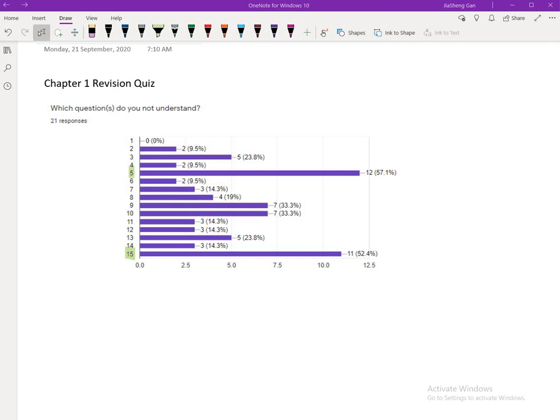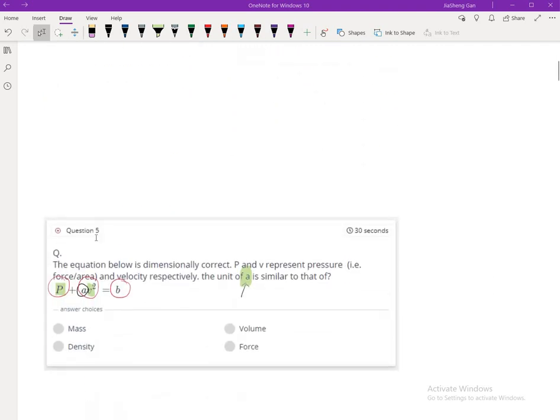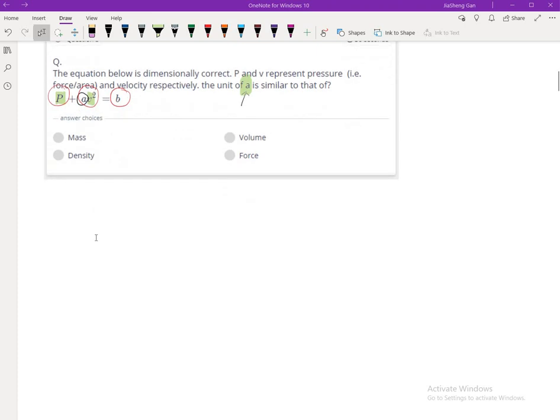Okay, hi everyone. So today we are going to do a Q&A session based on your responses for your revision quiz. So let's look at chapter 1. Chapter 1, we'll focus on question number 5 and question number 15 because most of you have problems with these questions. So question 5. Question 5 says that the equation below is dimensionally correct.